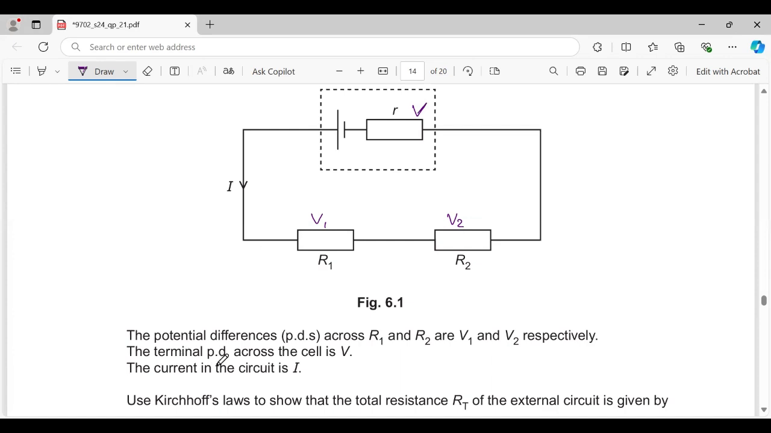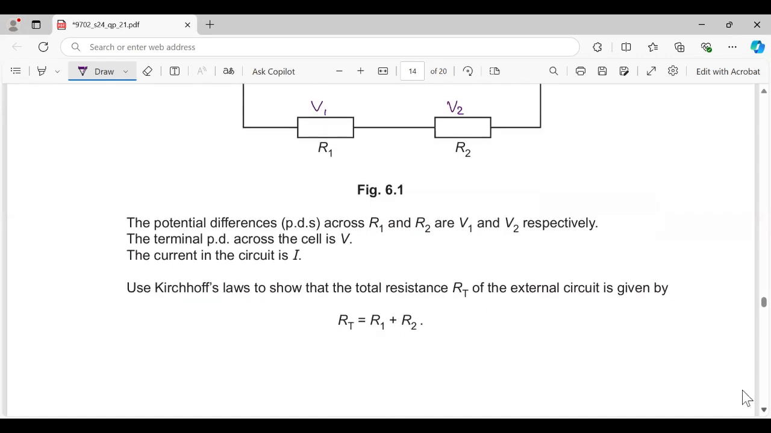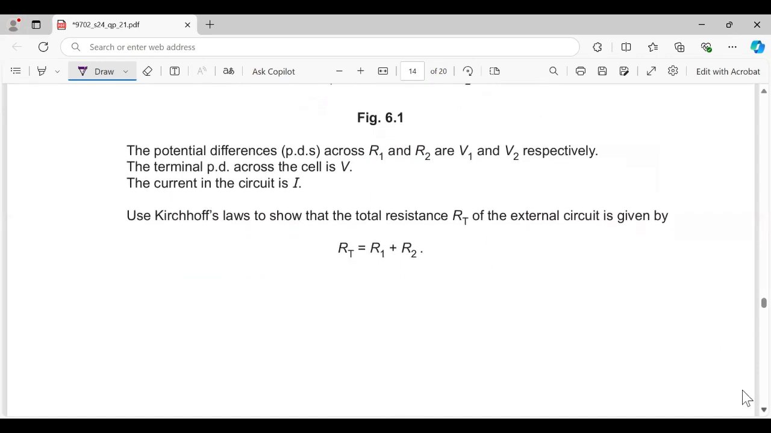The current in the circuit is I. Use Kirchhoff's laws to show that the total resistance RT of the external circuit is given by RT equals R1 plus R2.